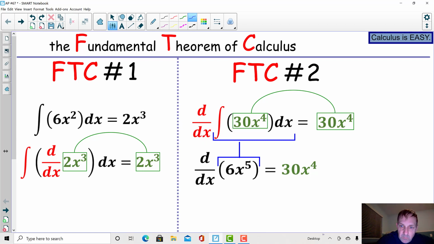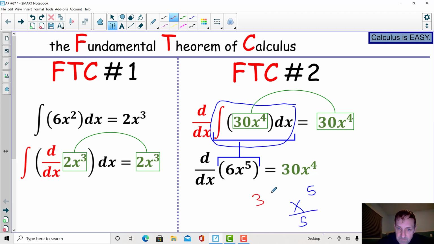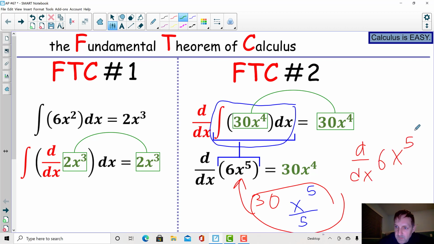Now we can check to see if this works because we know how to do the integral of 30x to the fourth. It would be x to the fifth over 5, and then don't forget the 30 in front of it. So that piece ends up equaling 6x to the fifth, and we can do the derivative of 6x to the fifth. The 5 would come down, that would give you 30, and then the new power would be 1 less, so the new power would be 4.